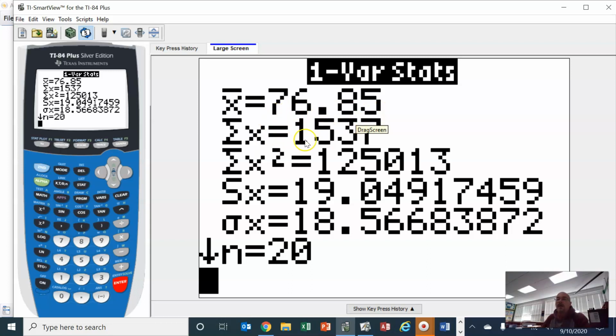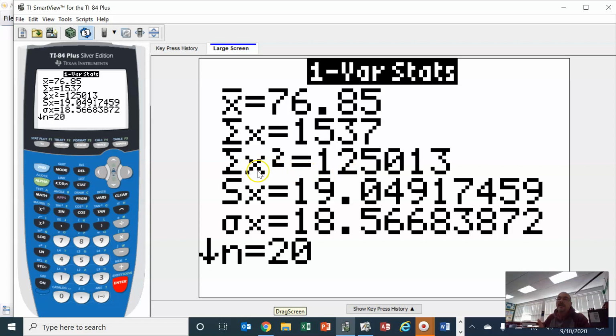The second one is the sum of all of those numbers. So it added all of those numbers up. Now, if you look down here, it says n is 20. That means there's 20 numbers in the list. So if you wanted to verify, you could go ahead and take 1,537 and divide it by 20. And you should get 76.85.